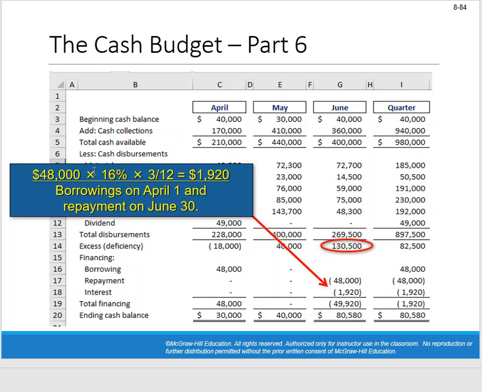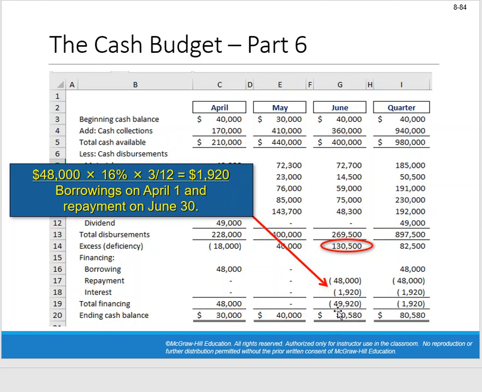So we'll take $48,000 times 16%. That's the annual rate, but we didn't borrow it for a full year. We only borrowed it for 3/12. So we're taking 3/12 of that amount, and we come up with $1,920. So again, principal times interest rate times time outstanding, and we have our interest expense for the quarter that we have to pay back in cash as well.